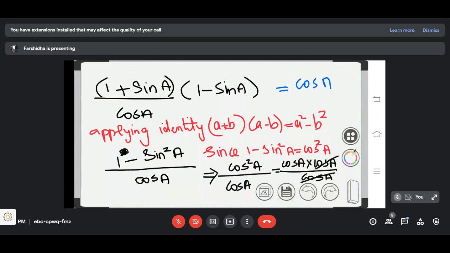A square minus b square. 1 minus sin square a equal to cos square a. So I have replaced 1 minus sin square a as cos square a. So you got cos square a divided by cos a. So 1 cos got cancelled. So the remaining is 1 cos. So your answer is cos a.